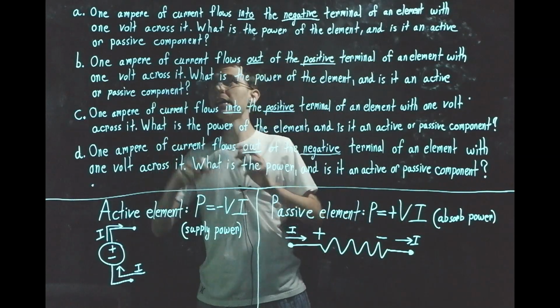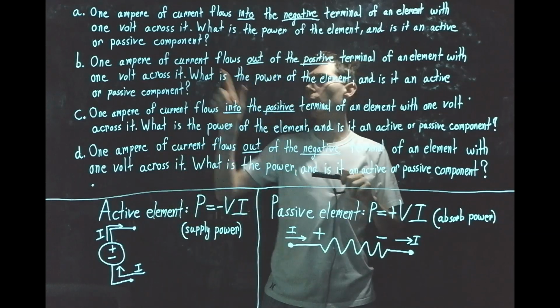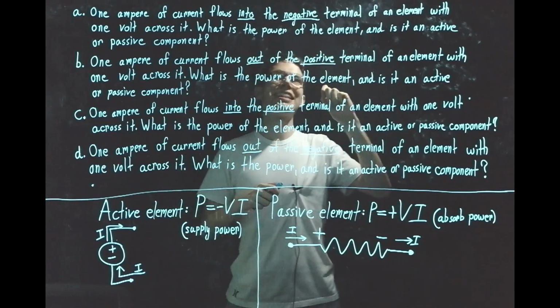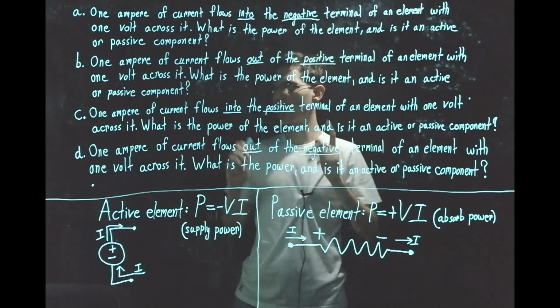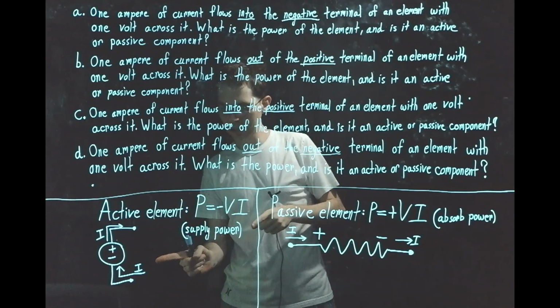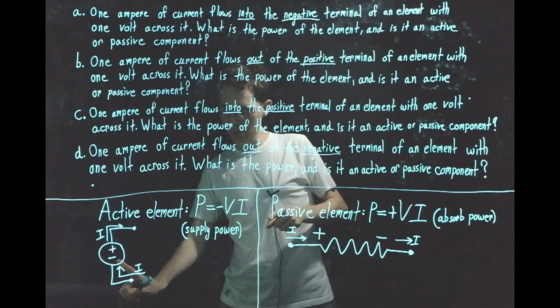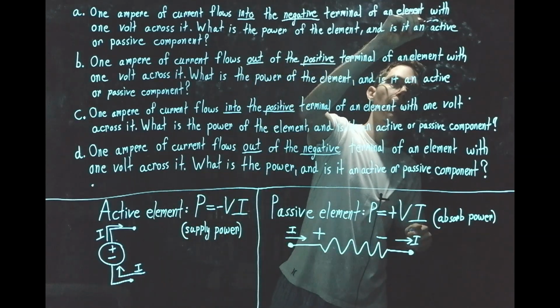Starting with prompt A, 1 ampere of current flows into the negative terminal of an element with 1 volt across it. What is the power of the element, and is it an active or passive component? Referring to the active element diagram, you will notice that current enters it through the negative terminal. Therefore, this is an active element.